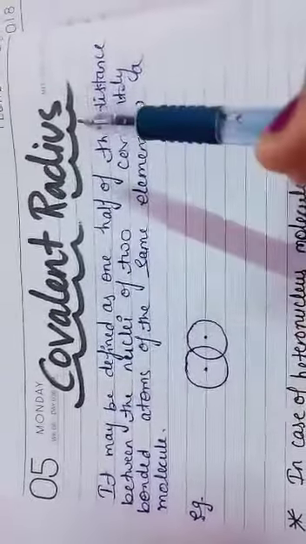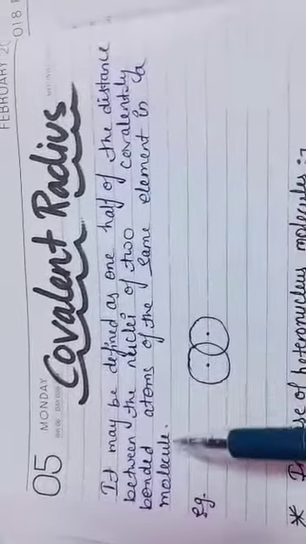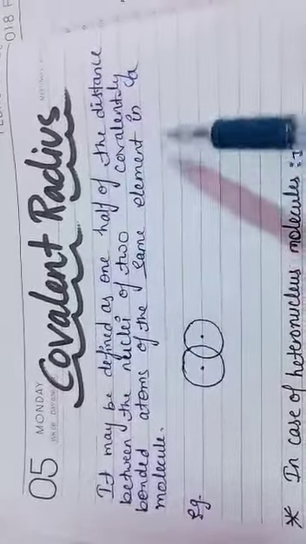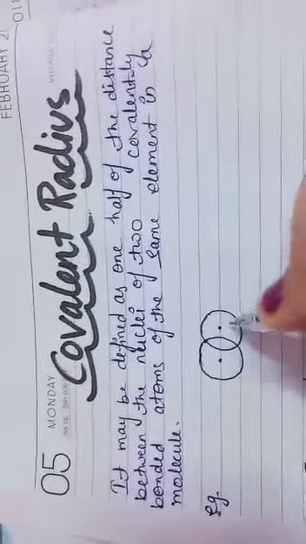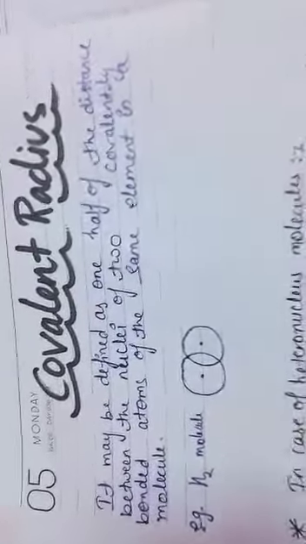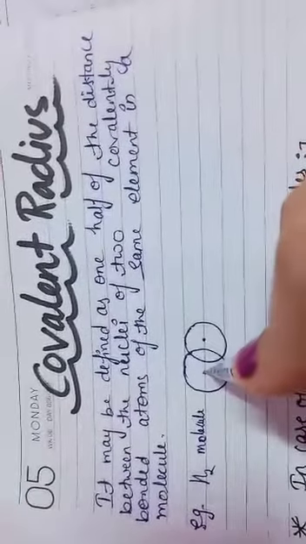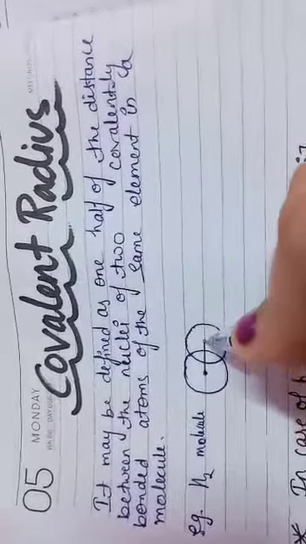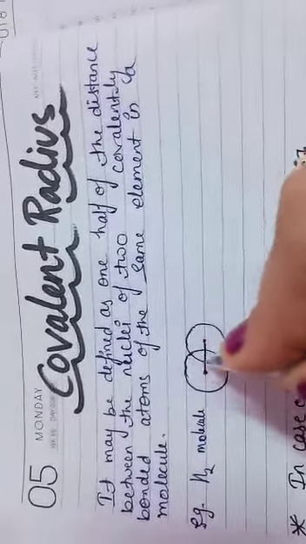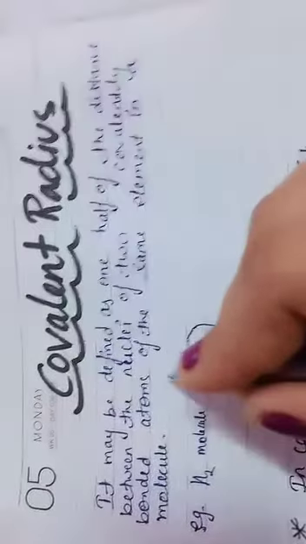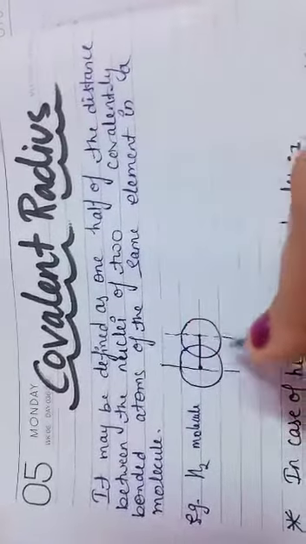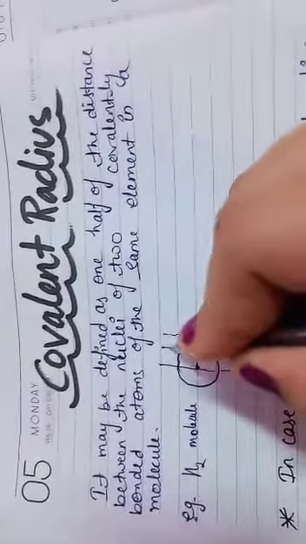So how to define covalent radius? It's 1/2 of the distance between nuclei of two covalently bonded atoms of the same element in a molecule. Now this is the same element, for example the hydrogen molecule, formed by sharing of electrons. Now it's the distance from this to this, two covalently bonded atoms, and that is divided by 2.